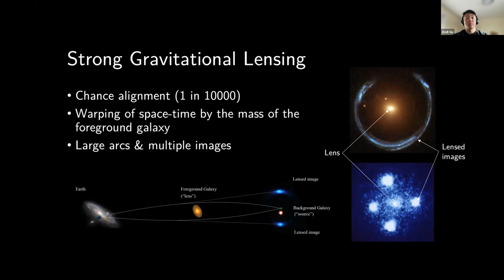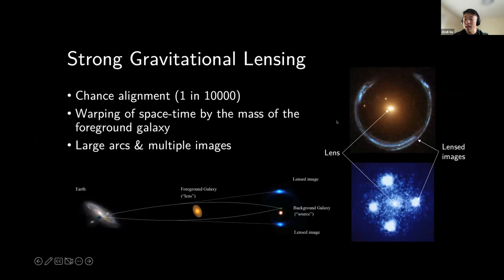They're caused by this massive elliptical galaxy known as the lens, the galaxy in between Earth and the source. It warps space-time to bend light from this background galaxy, which we call a source. And the bent light forms an image that's highly warped, and it typically makes large arcs and shows multiple images.